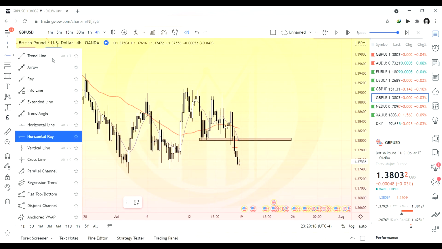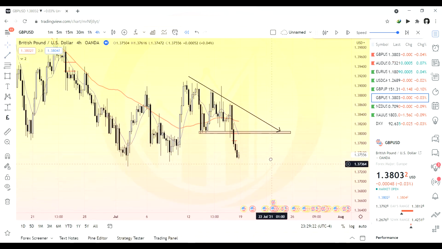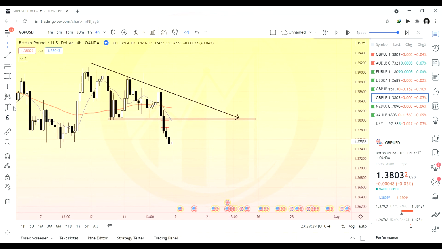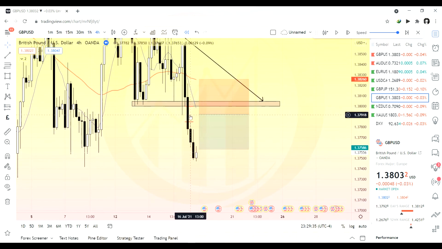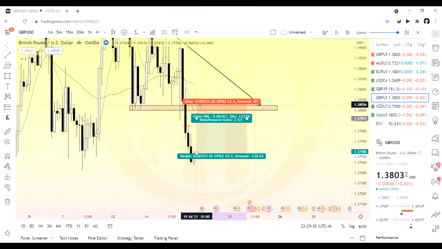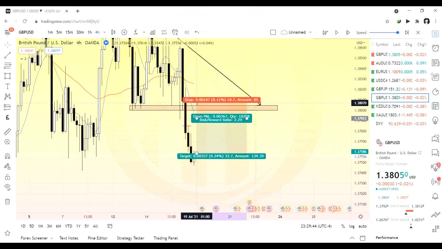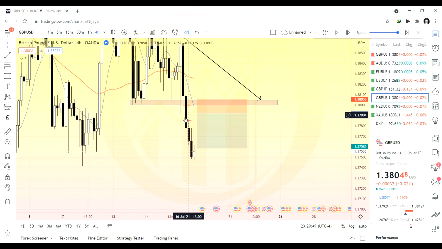Seeing that this is the overall direction that we're heading in, breaking these structures, going below this 50 SMA, right here what I would do is enter a short position in the center of this fair value gap. And I'd put my stop loss right above the gap, or I would find a previous zone of support to put my stop loss over. And it's as simple as that.